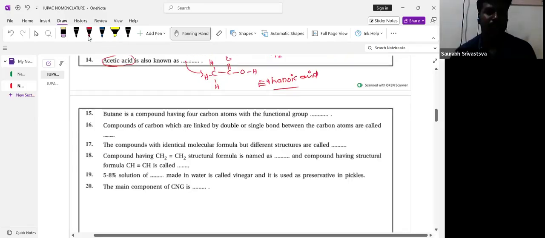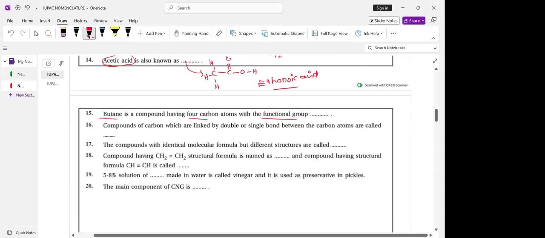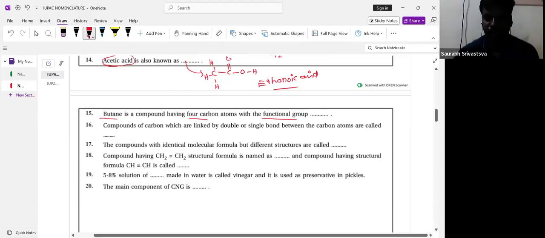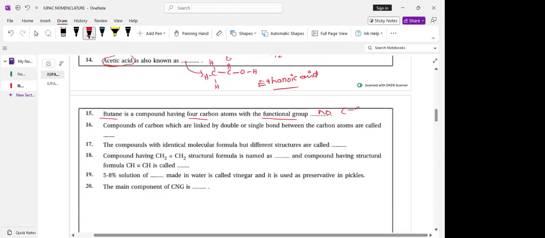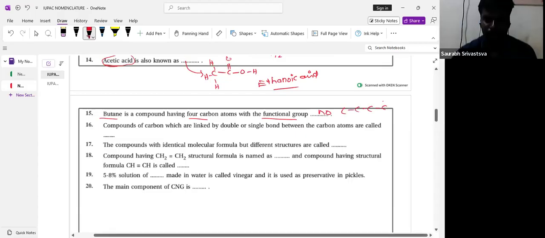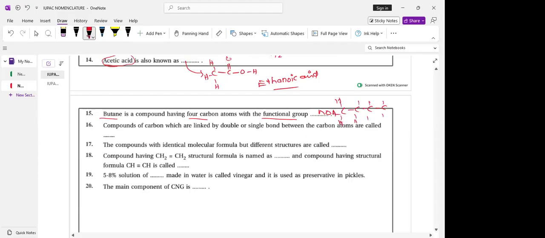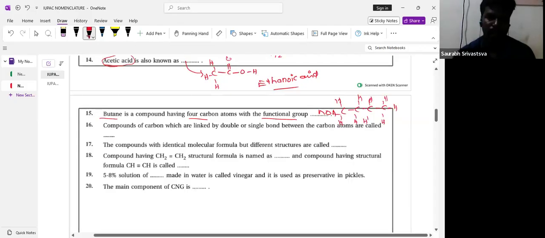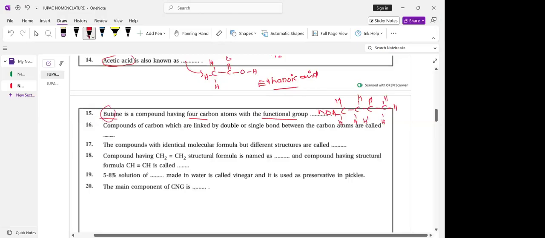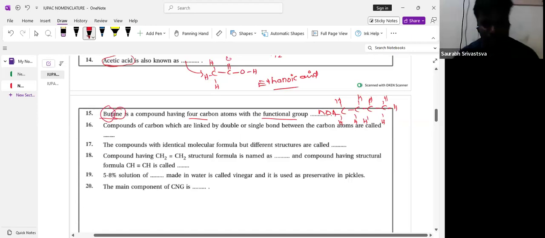Butane is a compound having 4 carbon atoms with the functional group. What is the functional group? There is no functional group. Butane means what? 1, 2, 3, 4. Overall, 4 carbon with 10 hydrogen should be present. Then there is no functional group. Only the root word is but. Correct? Root word is but. And saturated or unsaturated substitution is ANE.